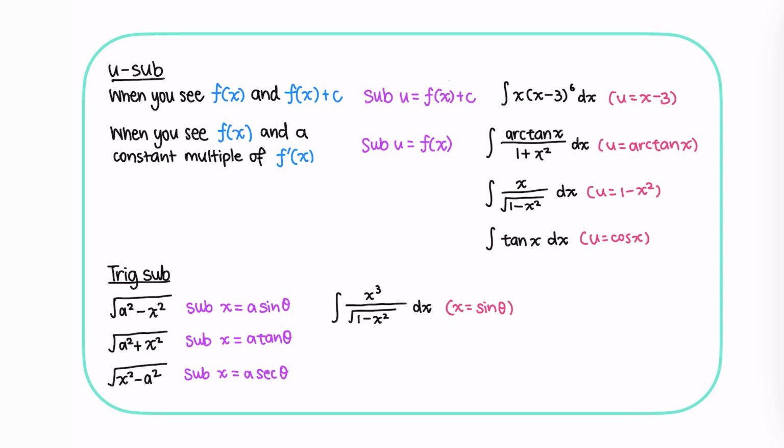Here's a summary sheet for integration by substitution. We have the two different forms of the u sub. When you see an f(x) and f(x) plus c, then you sub u equals f(x) plus c. And next, when you see an f(x) and a constant multiple of f'(x), then you sub u equals f(x). Finally, for the trig sub, you have the three versions down below. Usually, u sub has higher priority than trig sub, so if you see something that is more u subbable, then please u sub it before you do trig sub.